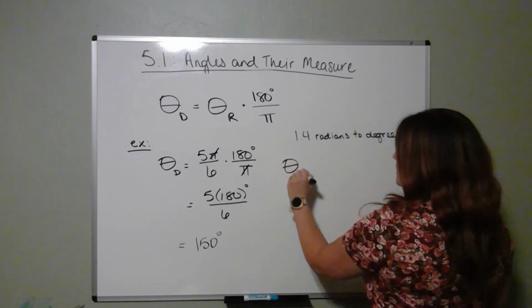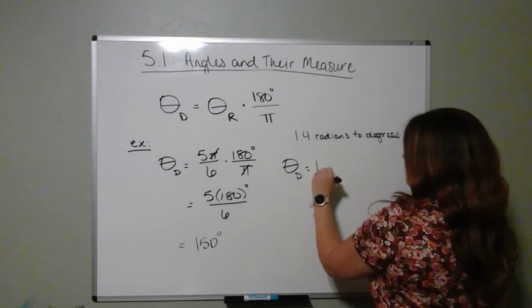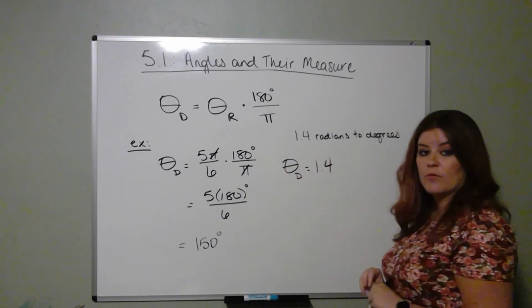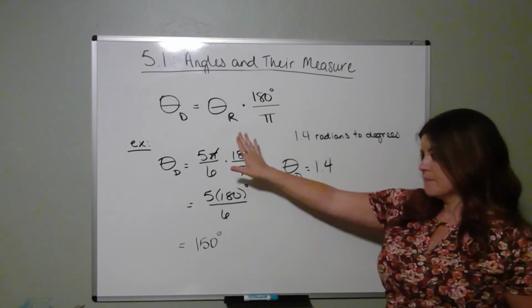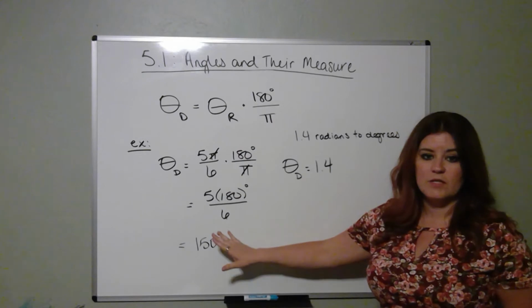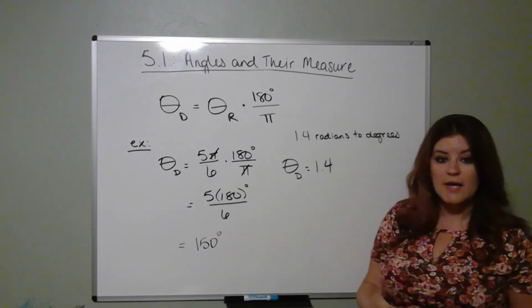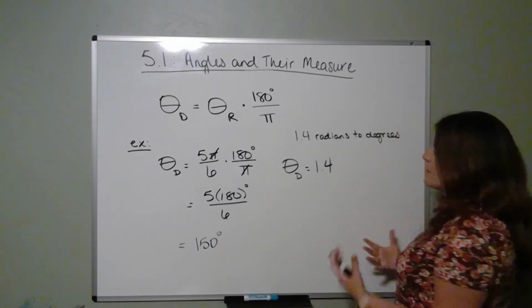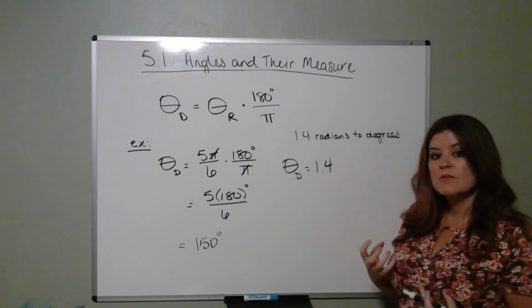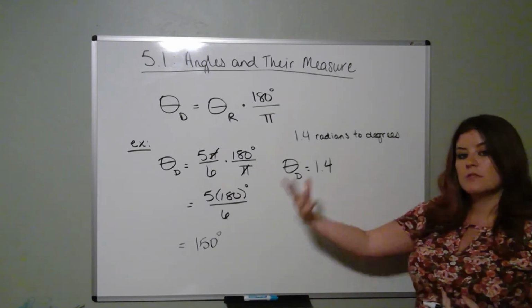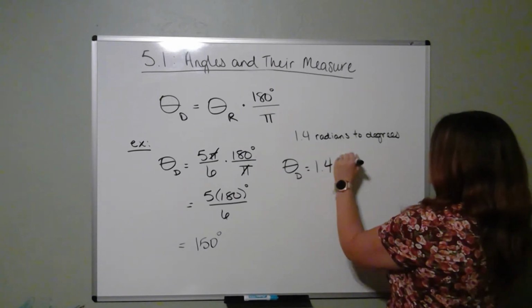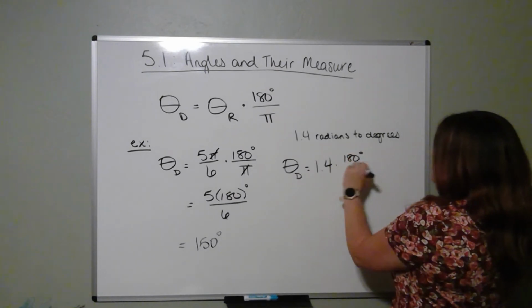To get degrees here, I take my radian measure, which is 1.4. Notice there's no pi in here, because my answer isn't in an exact version in terms of pi. That's okay. When I want degrees, I'm still going to take a pi out of the expression and put the degrees in. So it's still going to be 180 degrees over pi.